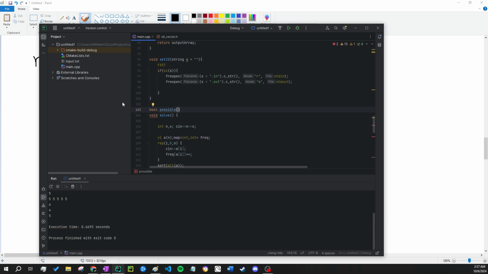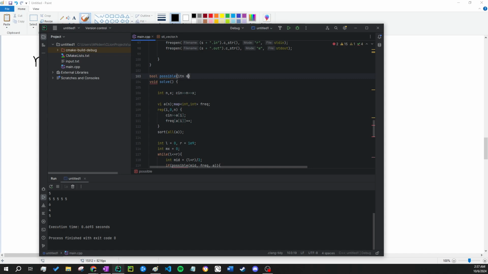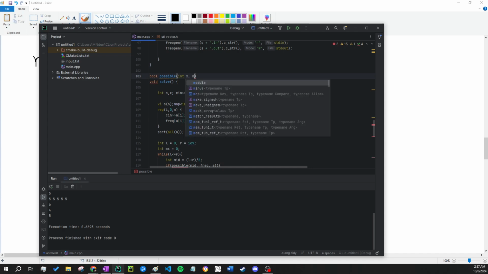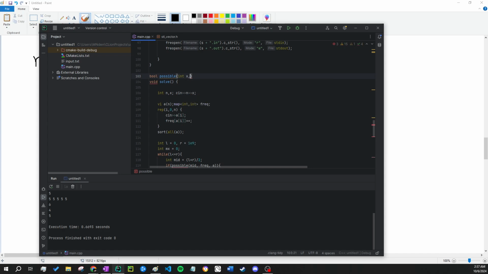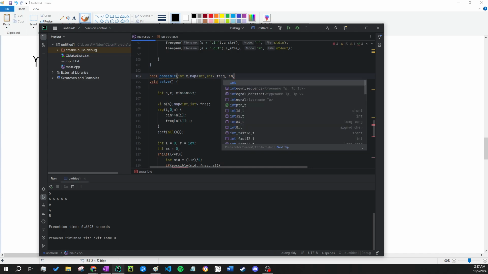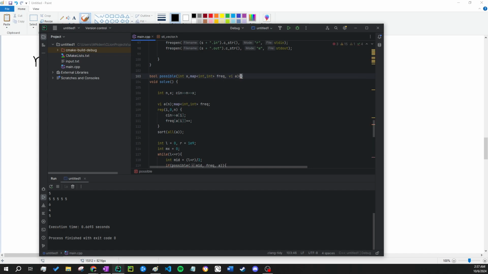So we're gonna start from x, and then the map, an instance of frequency. Oops. Now the last one is ci. Okay.